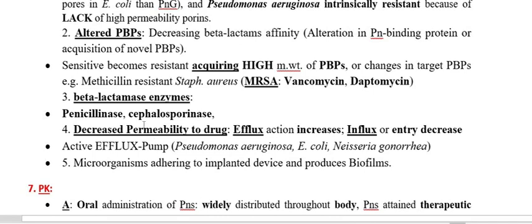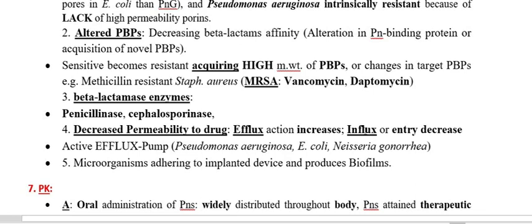So how is this going to decrease the permeability? First, they are going to inhibit the influx of the drug, I mean entry of the drug. So entry of the drug gets inhibited by gram-negative bacteria because of the difference in the structure, like Pseudomonas aeruginosa, E. coli, Neisseria gonorrhoeae. They are inhibiting the entry of the penicillin inside the cell wall.